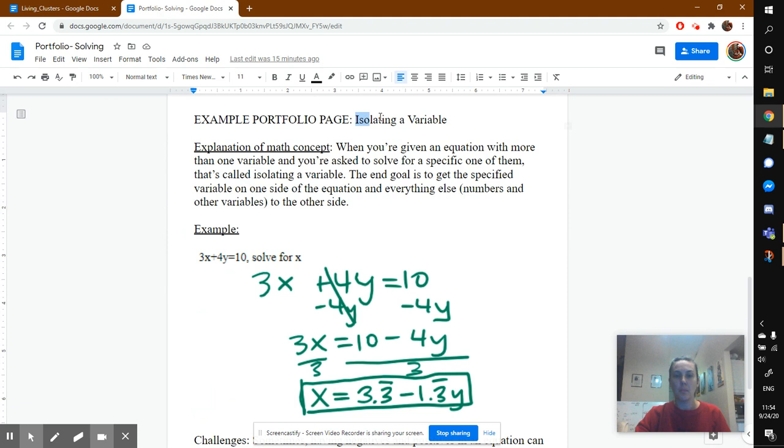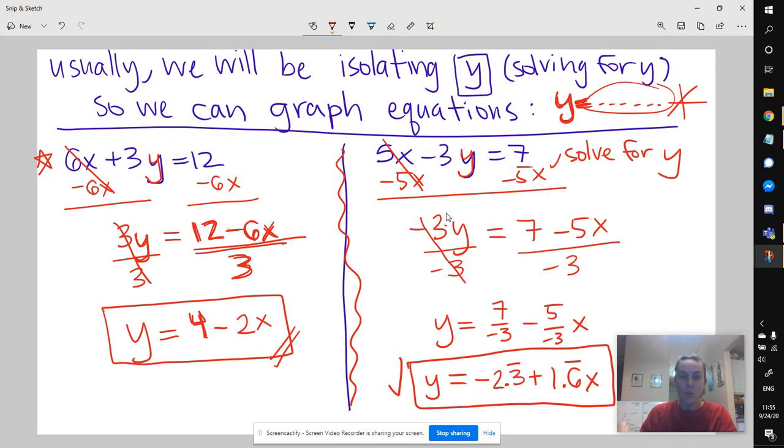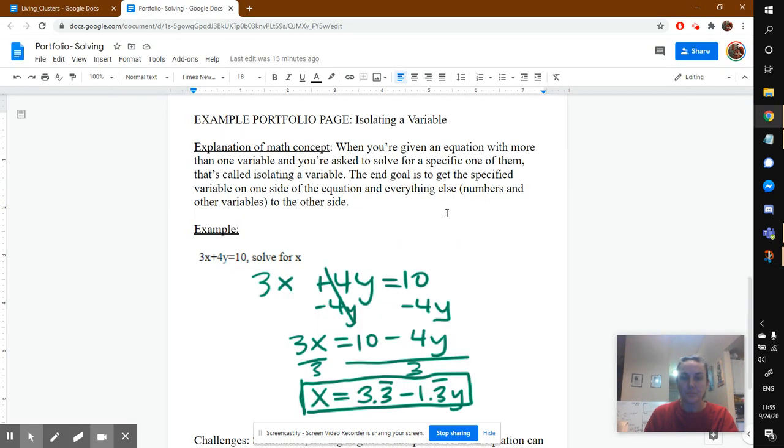So I've got my title, my explanation of the math concept. I said when you're given an equation with more than one variable and you're asked to solve for a specific one, it's called isolating a variable. The end goal is to get a specified variable on one side of the equation and everything else, numbers and variables, to the other side, which is what we did here. We had an equation with more than one variable, and the end goal was getting y by itself. So when you're writing up explanations, you're just saying what you're trying to do and how you're going to do it.